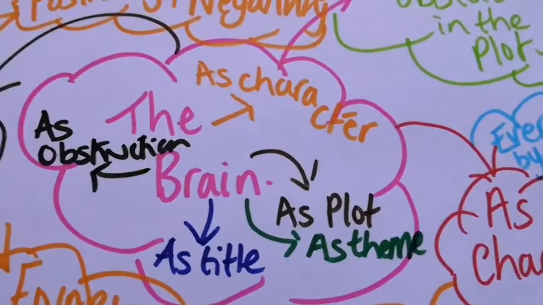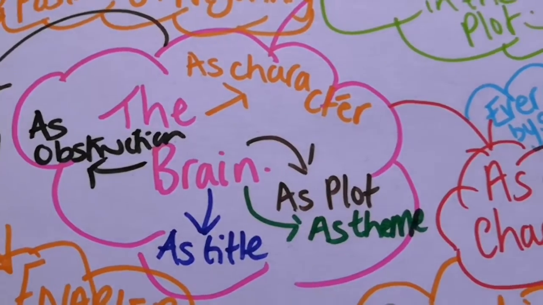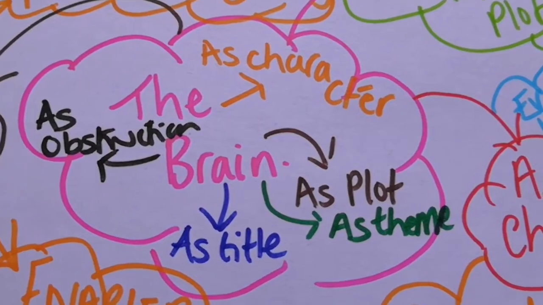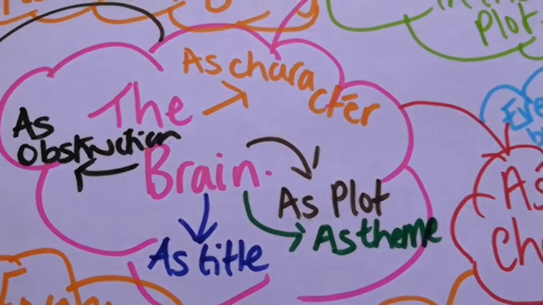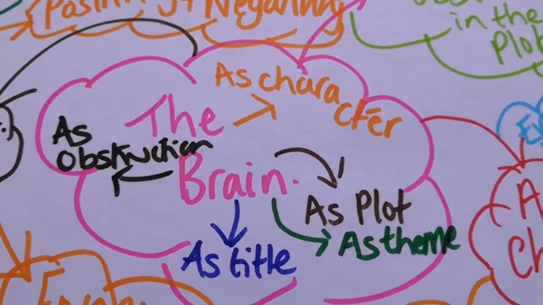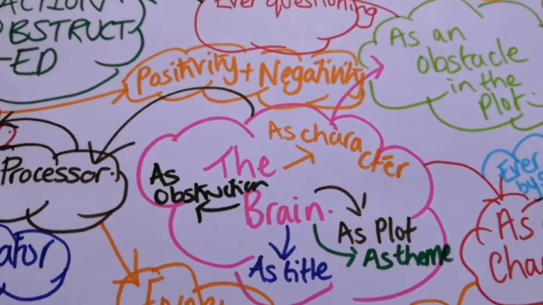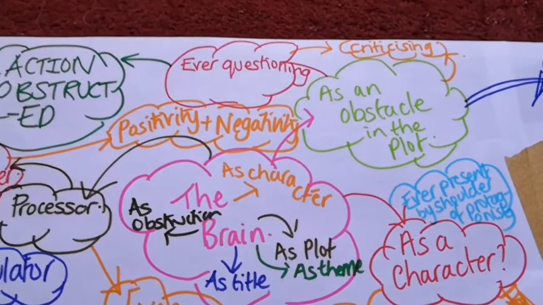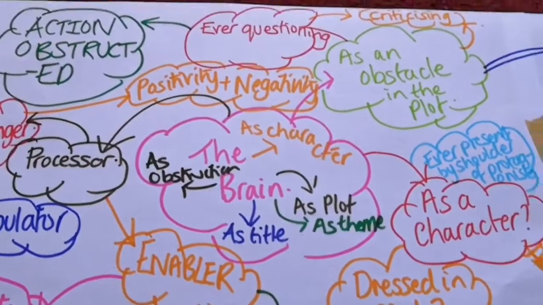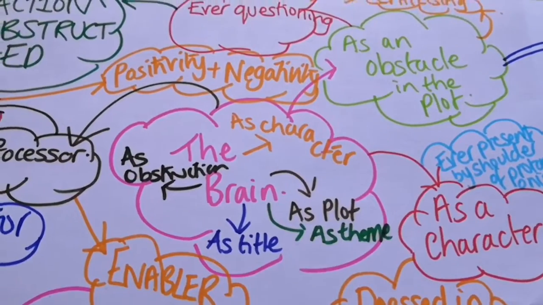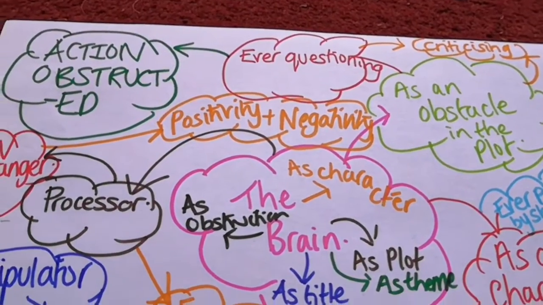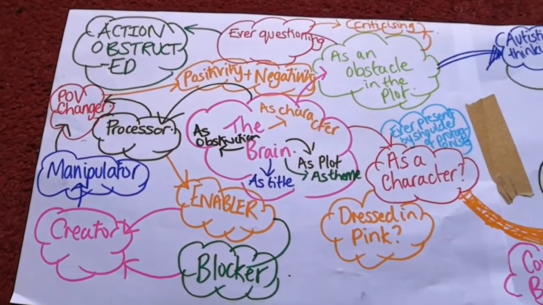I decided to start with my brain as it is proving a block to me doing this exercise. Although I see myself as an imaginative person, at this moment in time I feel like my brain is being rather rigid. So I decided that my brain is an obstruction. The brain could be a title of the play. The brain could be a character. The brain could be a plot. Could it? Could the brain be a plot? It could be a theme. Right, and so, yeah. Oh, God.